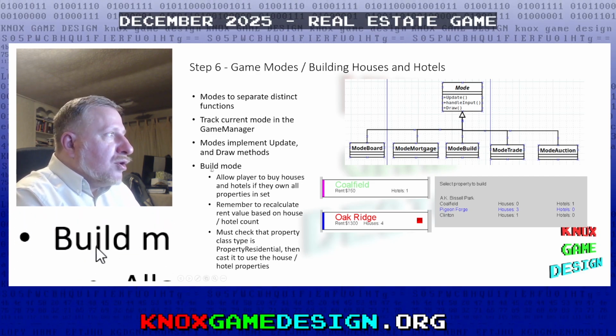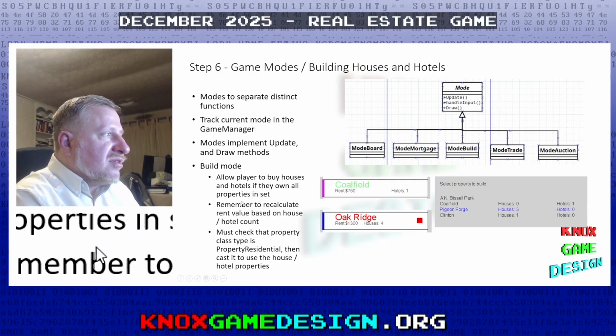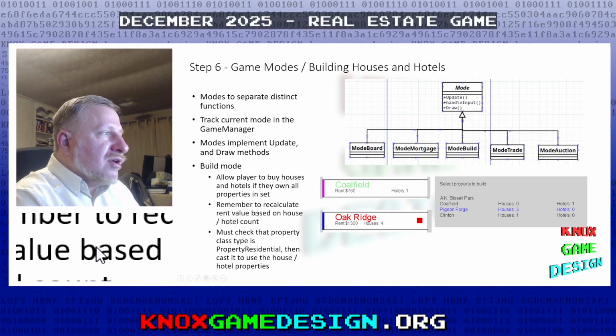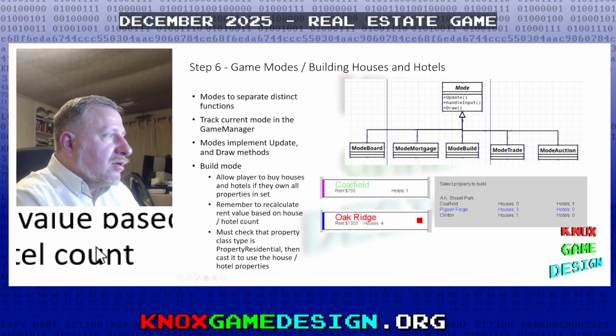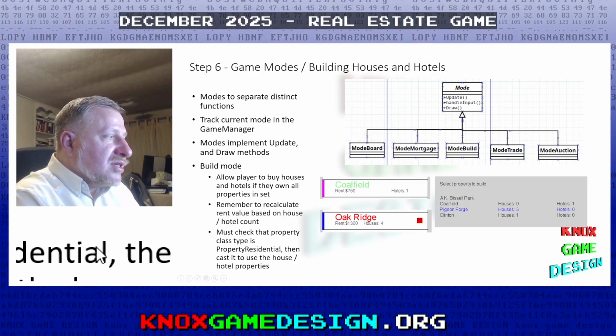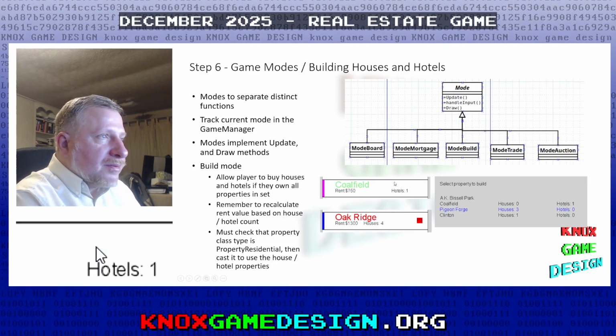And in this new build mode, it's going to allow the player to build houses and hotels if they own all the properties in a set. You've got to remember to recalculate the rent value based on the house and hotel count. And you must check that a property class is property residential, then cast it to use the house and hotel properties.